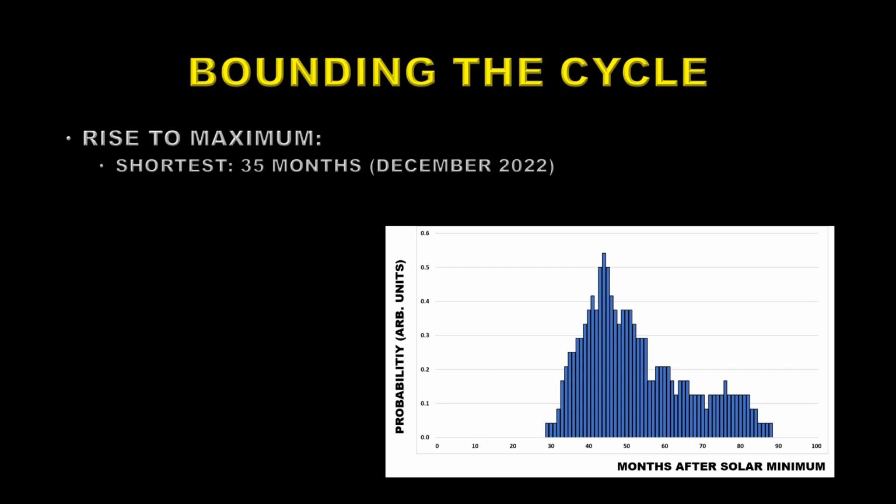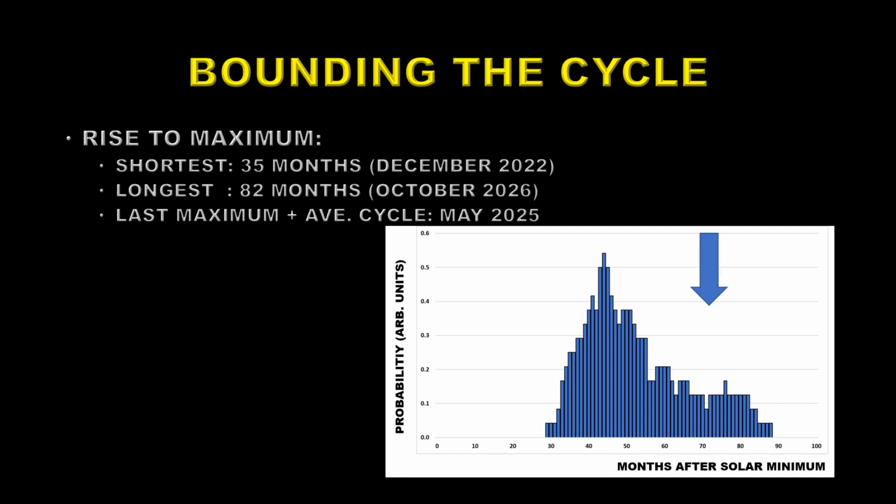But anyway, the rise to maximum, the shortest that we've ever had, is 35 months. So that would say that the maximum was in December of 2022. So we've already passed maximum according to this, if that was the model. The longest is 82 months. That would put us into October of 2026, which I think is improbable. The last maximum plus the average cycle length would put us into May of 2025, and that's why you see so many estimates for the solar cycles being in 2025. They've just added 11.1 years to the date of the last maximum, which is a sort of a coward's way out.